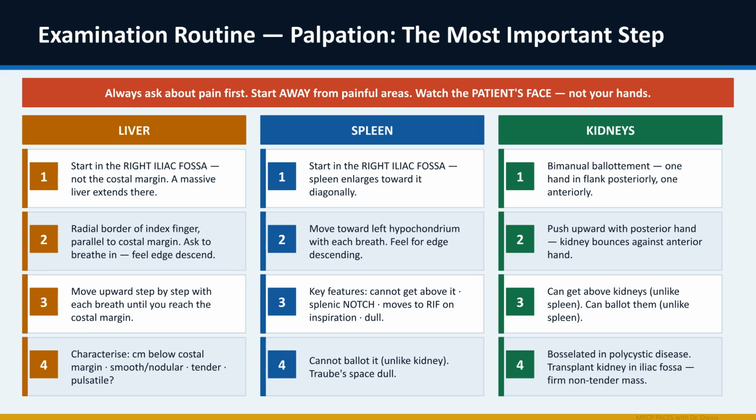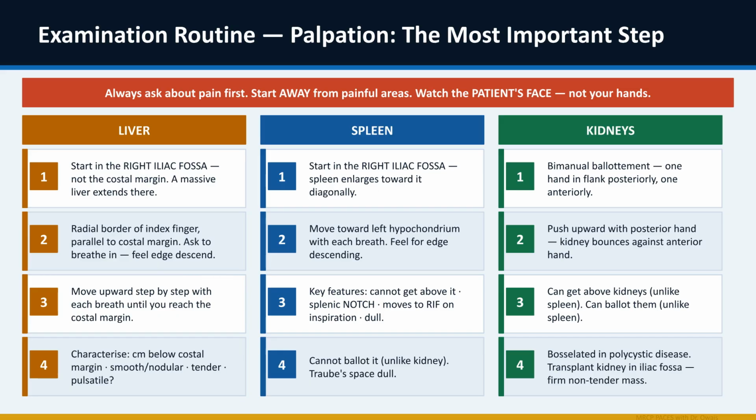Spleen. Palpate for the spleen, starting in the right iliac fossa and moving toward the left hypochondrium. This is the most commonly missed organ in PACES. The spleen enlarges toward the right iliac fossa, so if you start at the left costal margin, you will miss a large spleen. Use the same technique. Radial border of the index finger, parallel to the costal margin, asking the patient to breathe in with each step.